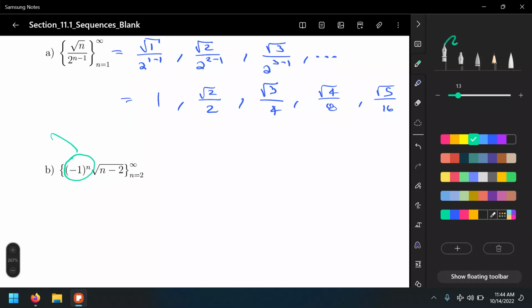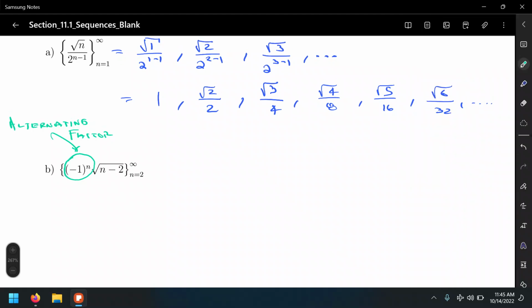For this reason, this particular factor has a special name. It's called an alternating factor. And later when we get more in depth into infinite series, we're going to dedicate a special section to study alternating series, the series that contain these alternating factors. Now, what's the reason why we cannot start the sequence at just our favorite value?